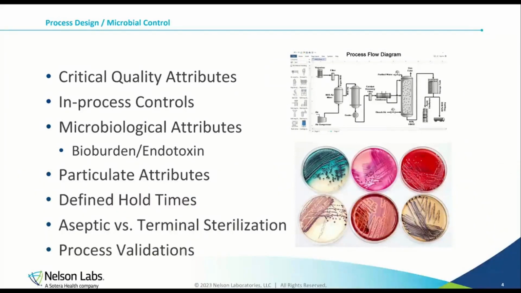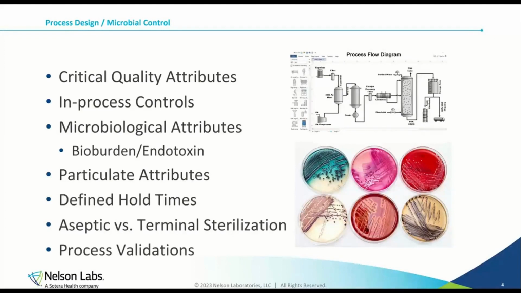So when it comes to process design and microbial control, we usually have process flow diagrams. We've taken samples. We know what our environment looks like. We have established critical quality attributes, in-process controls, microbiological attributes. We have bioburden, endotoxin. We know all of this.